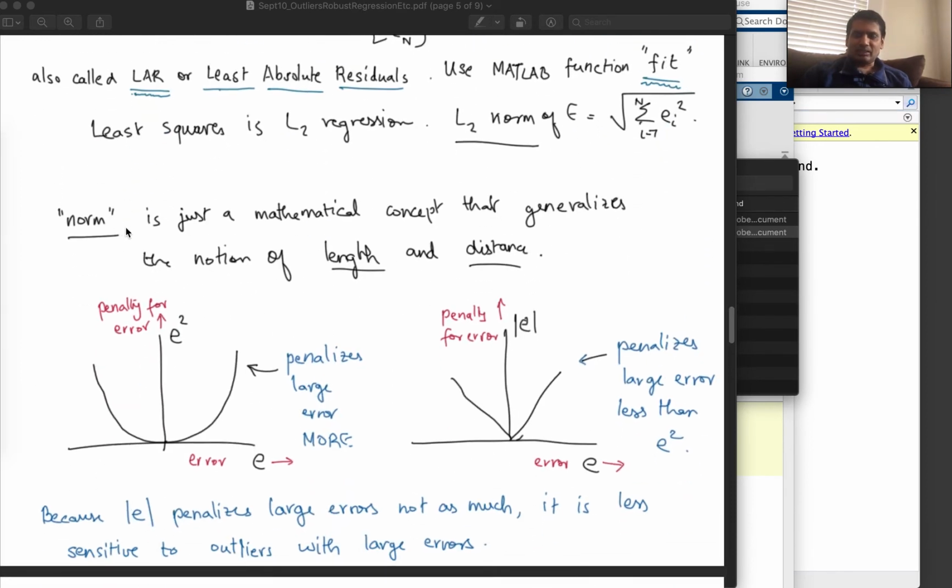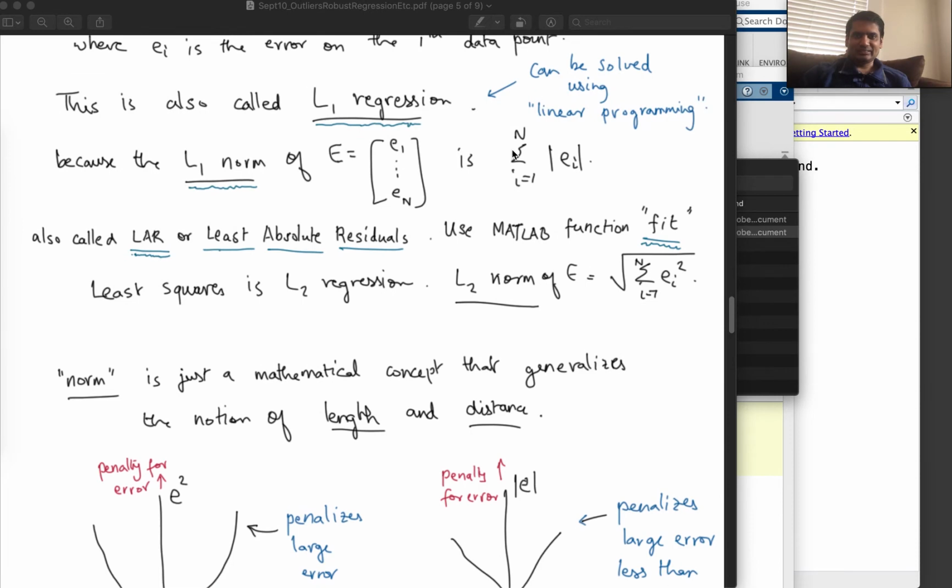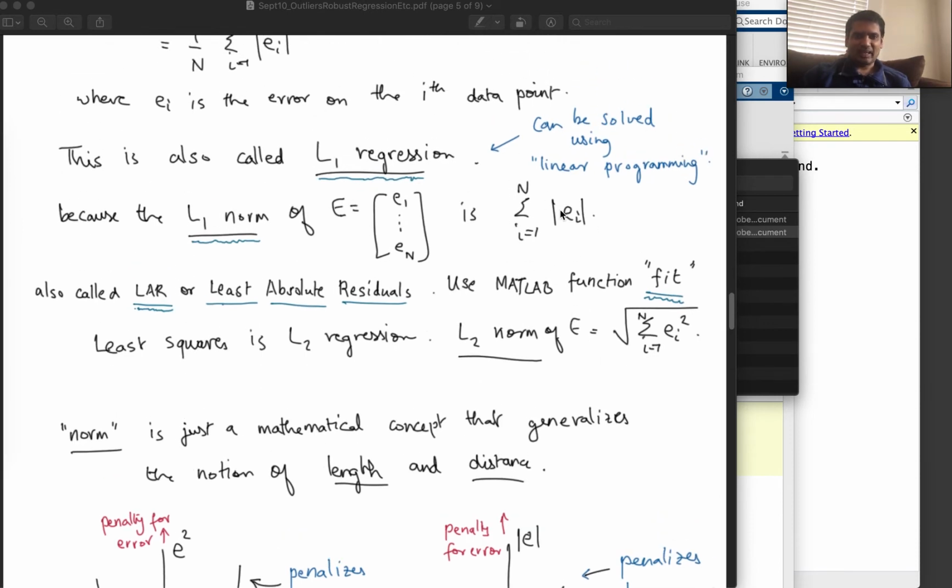A norm is just a mathematical concept that generalizes the notion of length and distance, right? So this is the classical magnitude or length of a vector, and this is a different way of measuring the length of a vector, right? And you want to minimize that as much as possible. This is called the L2 norm because there's a square. This is called the L1 norm because there is no square. There's just power 1, okay?